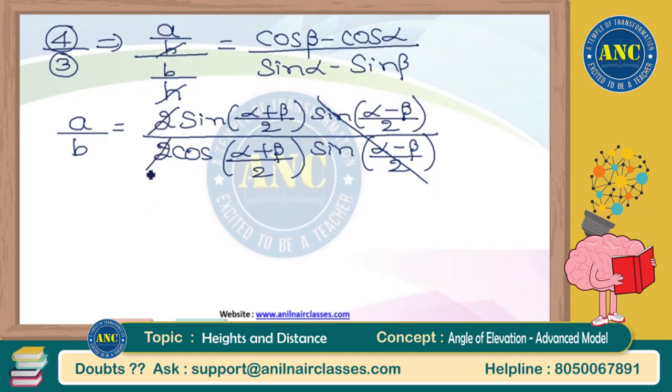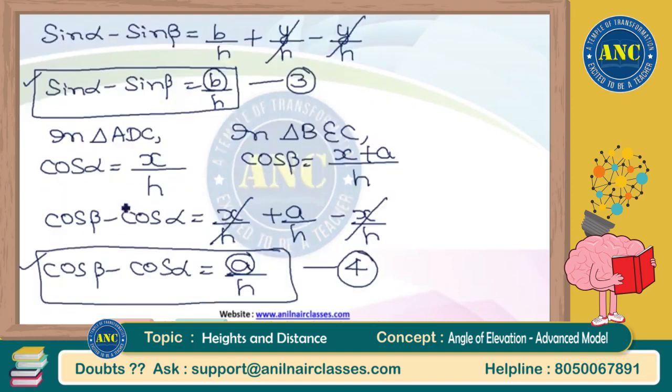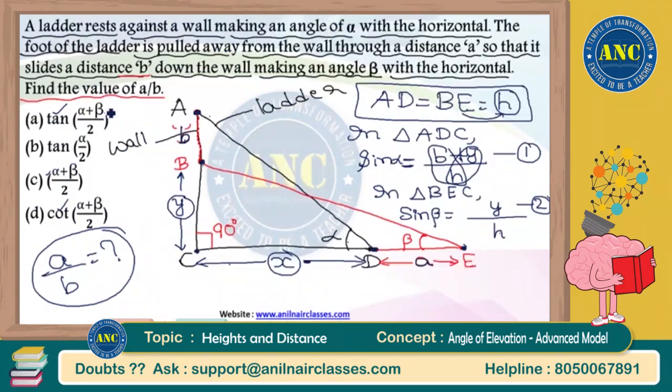So 2 will cancel. Sin alpha minus beta by 2 will cancel. You are left with sin theta divided by cos theta, which is tan theta, where theta, what I referred, is nothing but alpha plus beta by 2. The answer for this question is tan of alpha plus beta by 2, which is nothing but my option A. I hope the idea is clear.